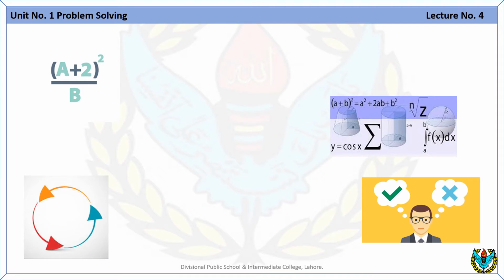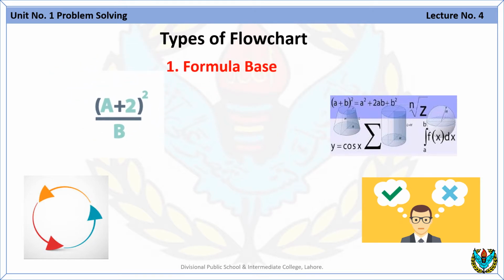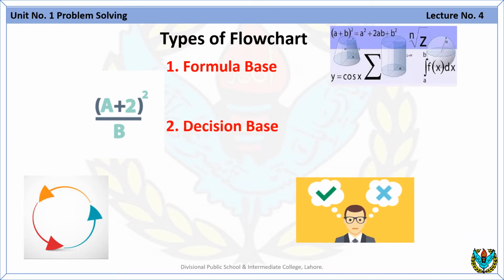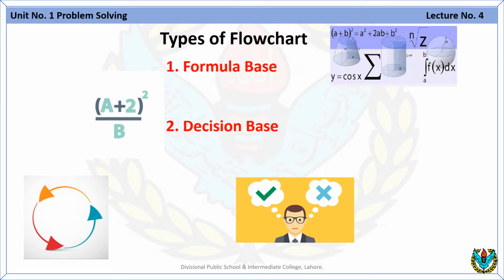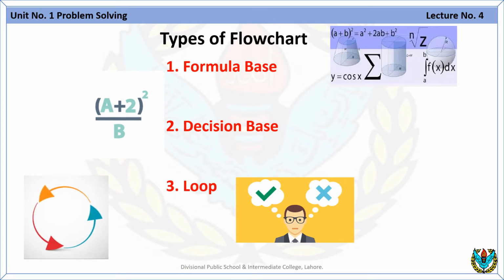Students, after learning the symbols of flowchart, now we are in a position to discuss the types of flowchart. Number 1, formula based or top to down flowchart. Number 2, decision based or conditional flowchart. Number 3, loop or repeating steps.